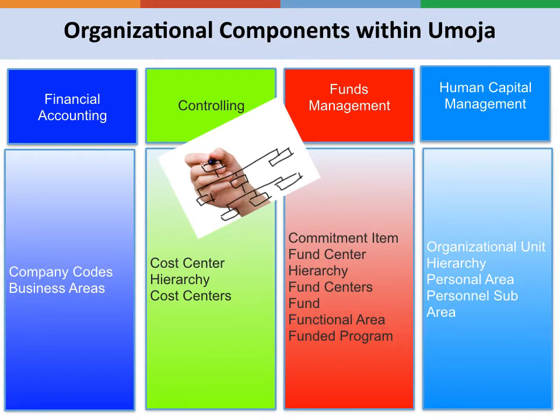In Umoja, there are four basic components, or pillars, which have the organizational hierarchy. On the financial accounting side, you have company codes and business areas. On the controlling side, you have a cost center hierarchy and cost centers. Under funds management, you have a commitment item, fund center hierarchy, fund center, functional area, and funded program. And on human capital management, you have an organizational unit hierarchy, which is the actual organigram of the organization, and also a personnel area and sub area, which define your country and the duty station, which also creates a hierarchy.